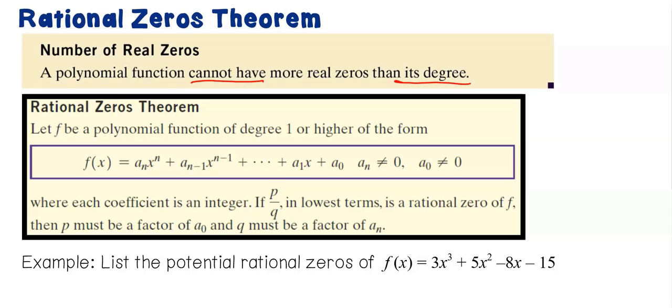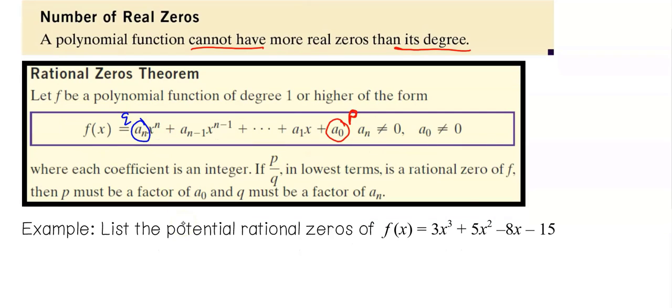So basically, when we're looking at this, p is a factor of a sub 0. So we need to find the factors of the constant term. That's going to be our p. And q is our constant in front of our highest degree. Okay, so that is how we're going to list out our items.